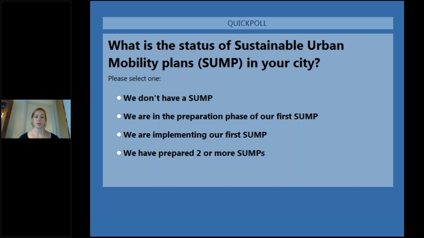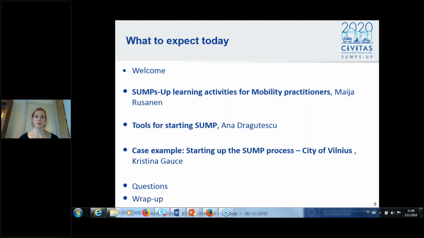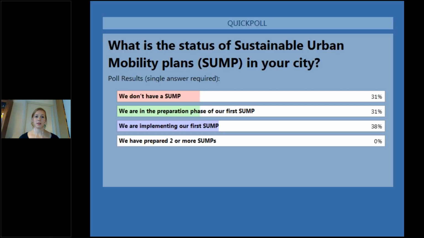Okay, I will close the poll now and share it with you. So 38% you're already implementing the first year SUMP, so that's really interesting. So you already have prepared the plan and now you're in the implementation phase.